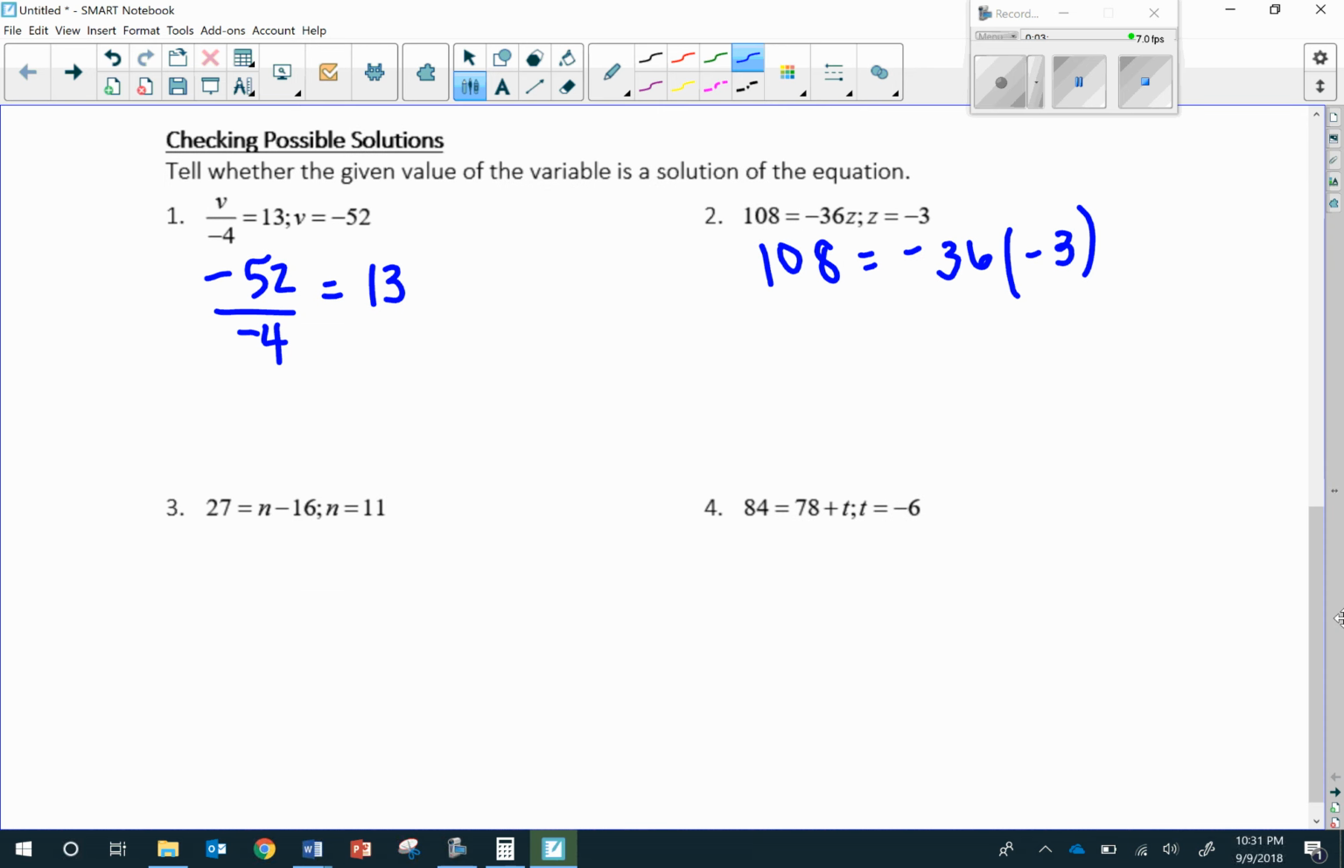If we look at number 3, we're going to substitute n, which equals 11, into our equation to see if this is in fact a true solution. When we do that, 27 equals 11 minus 16. That is not true. So n equals 11 would not be a solution to that equation. I'm going to leave number 4 for you to try. Again, just substitute t as -6 wherever you see t in that equation.